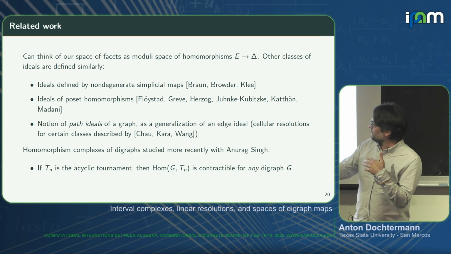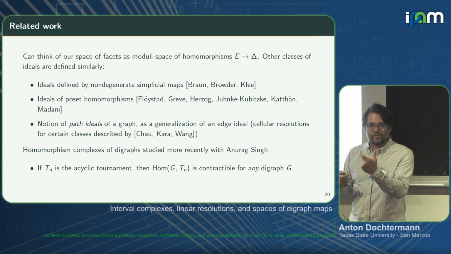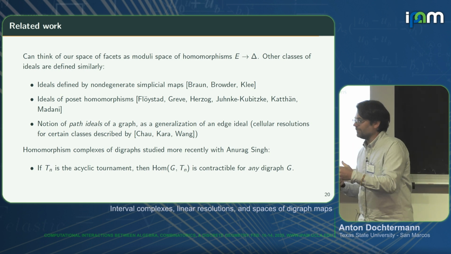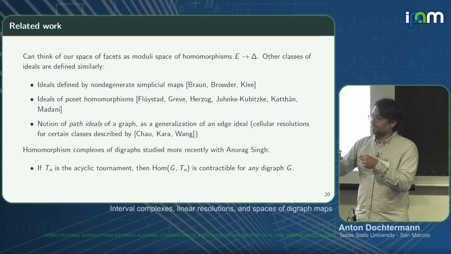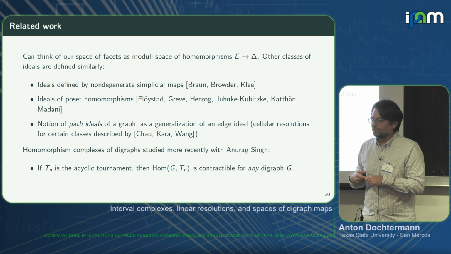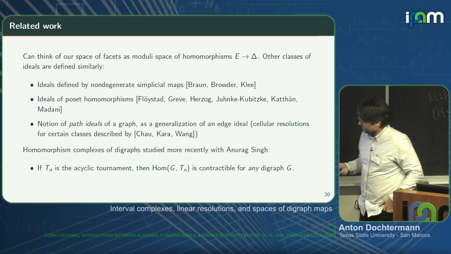And then, stretching this a little further, there's this notion of a path ideal of a graph, and that's a generalization of an edge ideal. The edge ideal is just generated by these degree 2 things, and you can think of that as a map from an edge. But with path ideals you're taking degree 3 things, which correspond to paths of length 2, so 2-step paths. And I think of that as also a kind of homomorphism space.